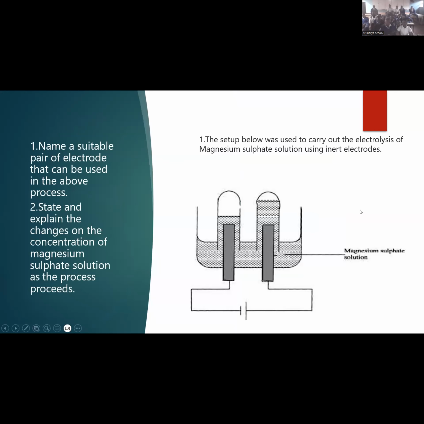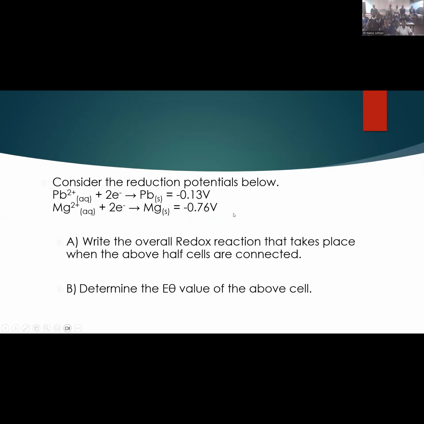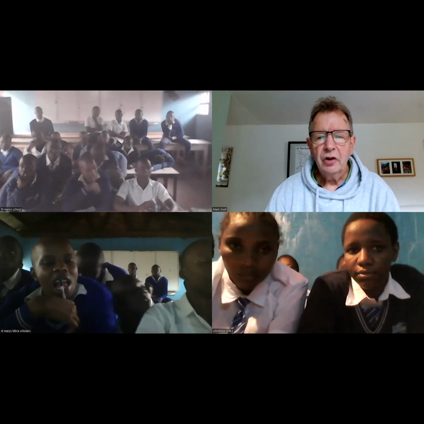Okay. So the sort of questions you get are like this. Here's some magnesium sulfate solution. Here's a power pack. And they ask you, what could the electrodes be made out of? And say what happens in the reaction. Here's another one. Name the electrodes. Okay. Say what is happening at A and B and so on. All right. So we're going to do one example like this. I'm just going to do one example, so hopefully it will make sense to you.